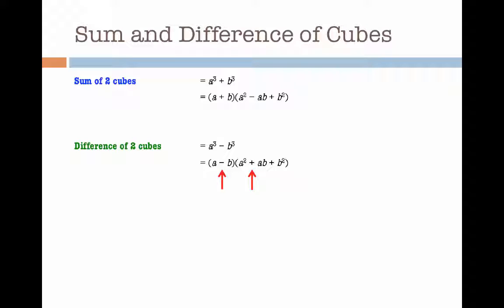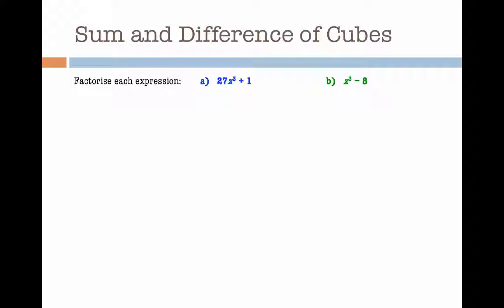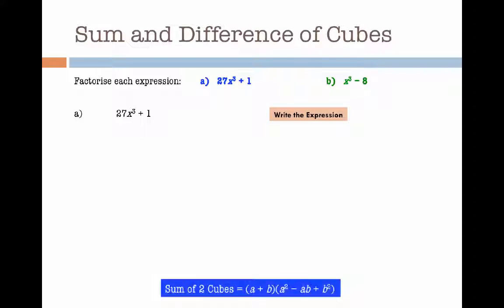Let's take a look at two examples. Here we're asked to factorize each expression, 27x cubed plus 1 and x cubed minus 8. We begin by writing the expression 27x cubed plus 1, and we note that it is in the form of a cubed plus b cubed. This means that we have to remember the cubic identity for the sum of two cubes. So now I'm going to write it in the form a cubed plus b cubed.